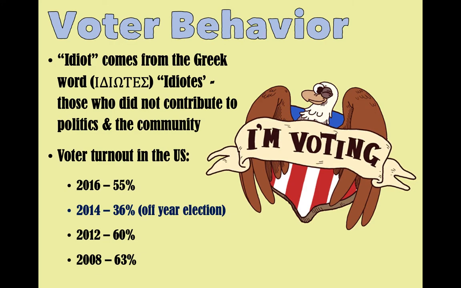2014, there was 36%. That's an off-year election. An off-year election means there wasn't a presidential election. So in 2012, we had a presidential election. In 2016, we had a presidential election. So as you can see, more people turn out typically when there's presidential elections than when there's not. 55%, that's a little over half. So again, voter turnout isn't super high in the United States, which you can argue is a good or a bad thing.